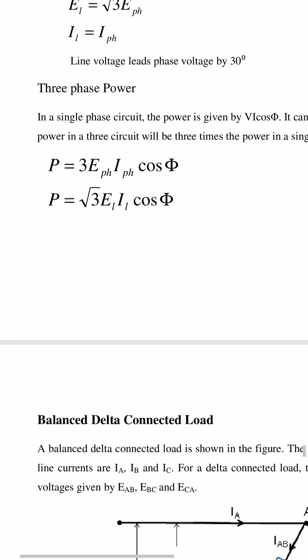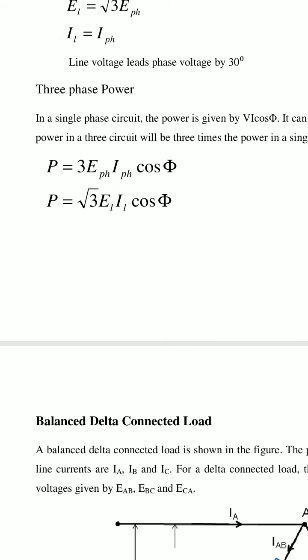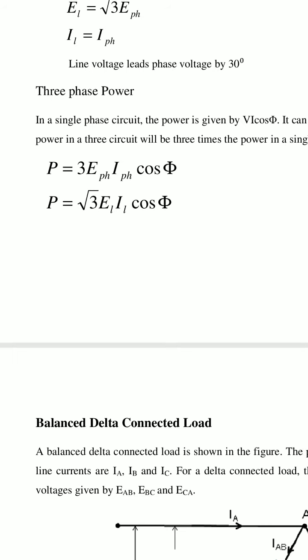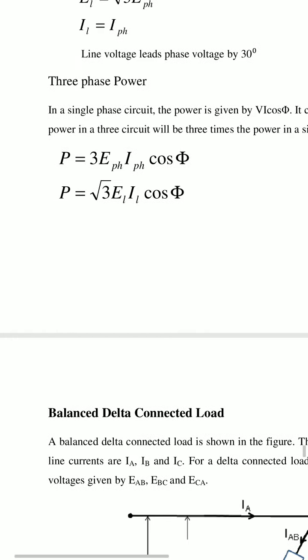So now power is equal to 3 into E phase I phase cos phi, and power in three phase in terms of line voltage and line current is: power is equal to root 3 EL IL cos phi. This is about the three phase power.